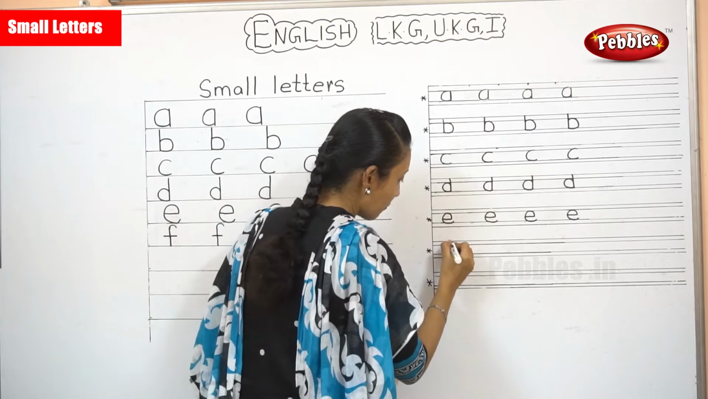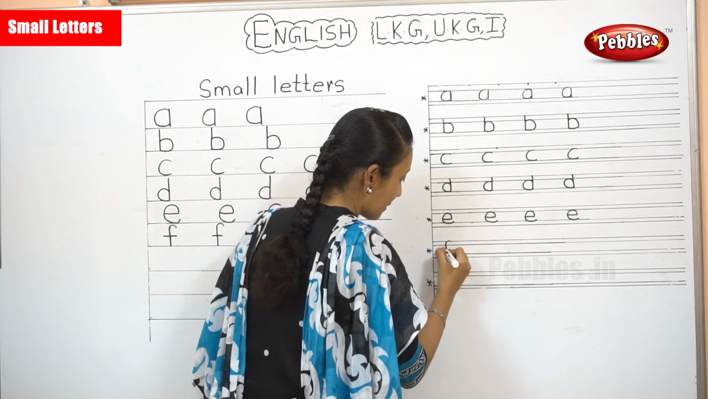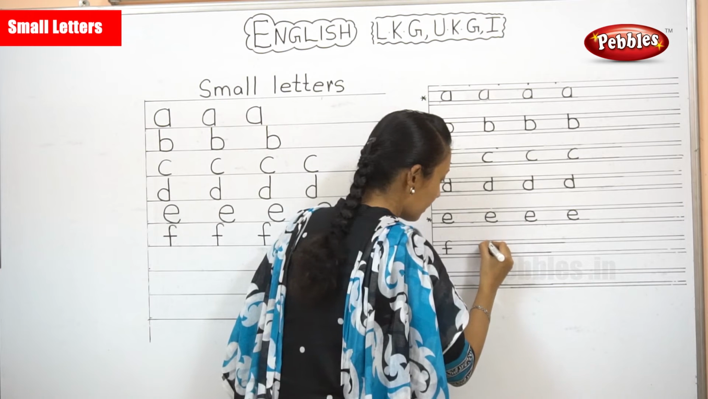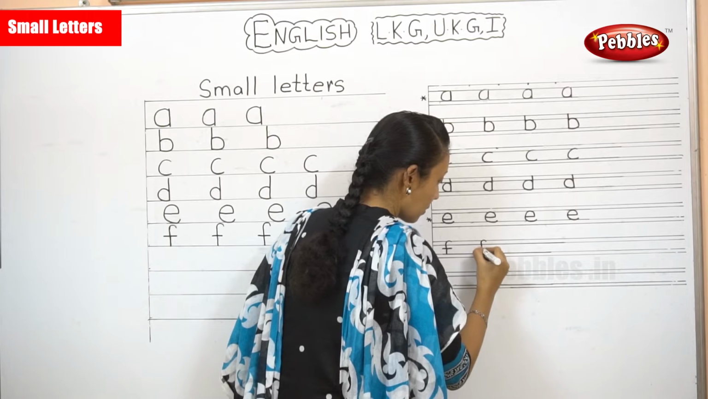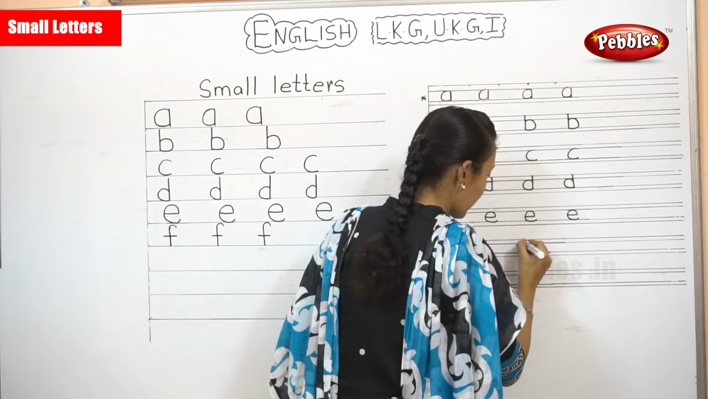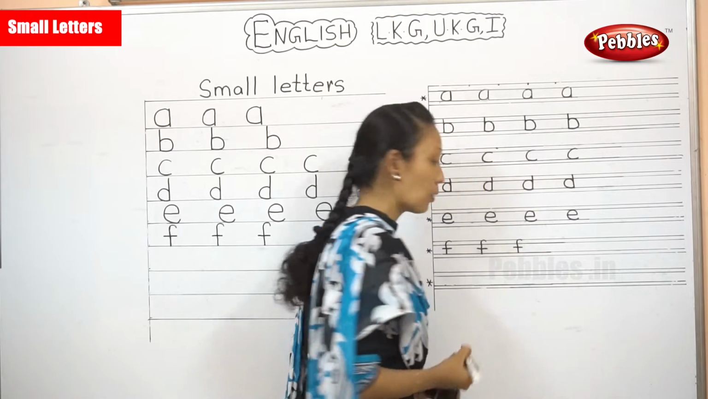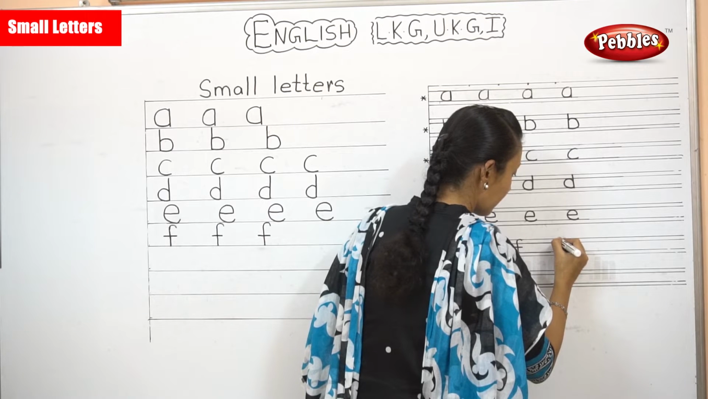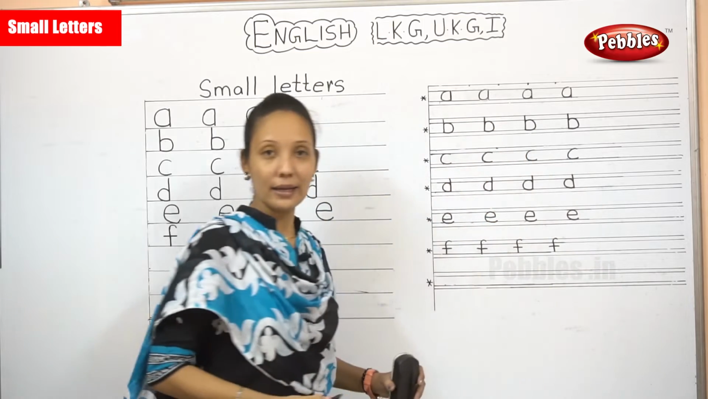Yes, you need to start it from your first line, come down to the third line and a sleeping line, small F. Again, first line, come down and your sleeping line, small F. First line, come down and a sleeping line, small F.